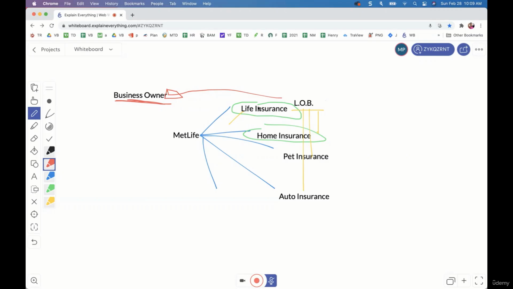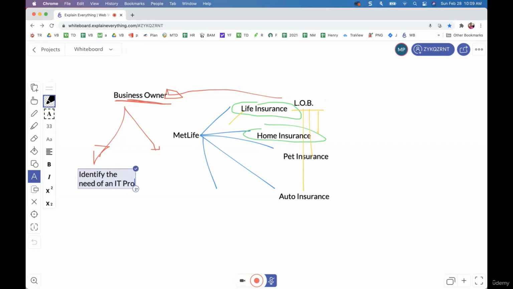So what I'm trying to make you realize is that the business owner is the person that identifies two things. Can you tell me what are the two things that a business owner identifies with respect to IT projects? I briefly told you. The first thing they identify is the need of an IT project. They believe that we need to do this change. And the second thing is they are the project sponsor.